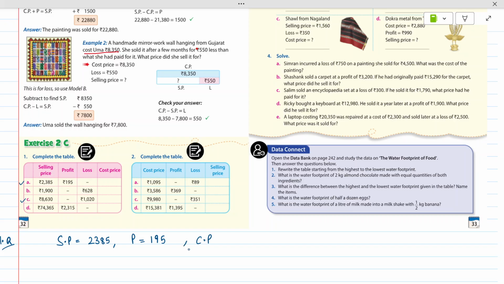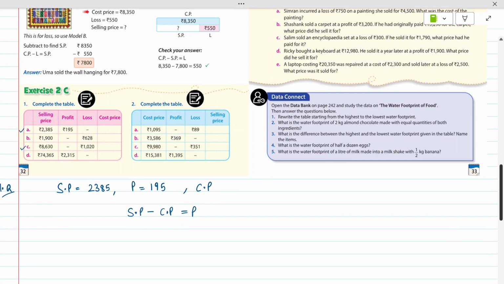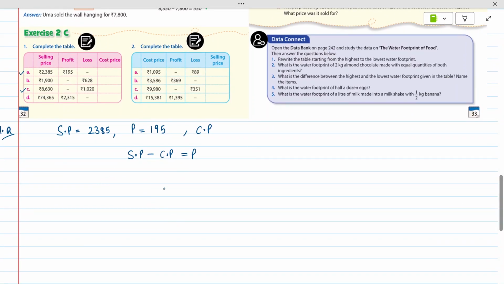So kids, we are going to use the same formula. It's a case of profit, so SP minus CP will give us the profit. SP is 2385. CP we have to find out. Profit is 195. So what will we do next? We will move this CP to the right hand side, so it will become plus CP. And we will move this 195 to the LHS. It will become minus 195.